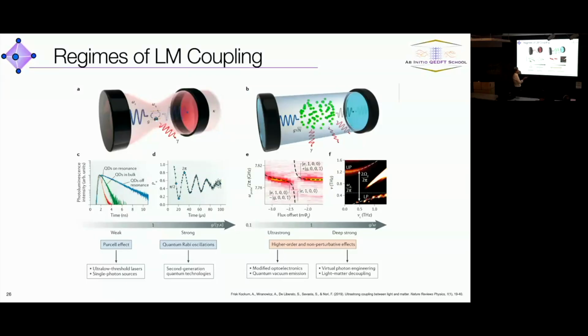And then you have a completely different regime where instead you don't compare G anymore to the losses, but you compare G to the frequency of the excitation you're trying to change. And in that case, if this ratio is smaller than 1, you're in what's called ultra strong coupling. And if it's bigger than 1, then you're in a situation where you have this deep strong coupling. And in that case, you need to be careful and include all the modes that you can, because nonlinear effects and non-perturbative effects can be important.